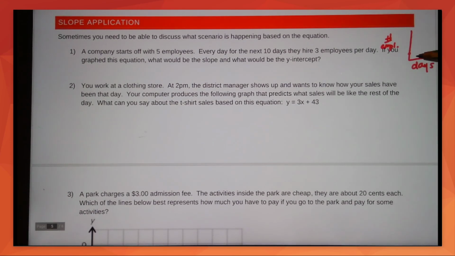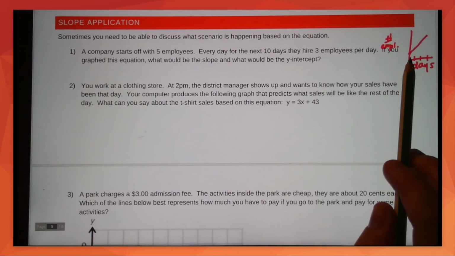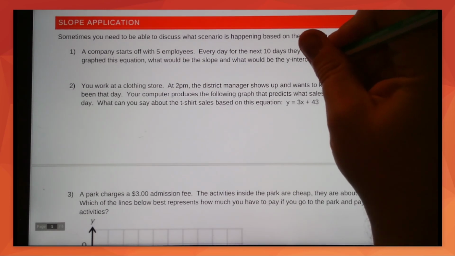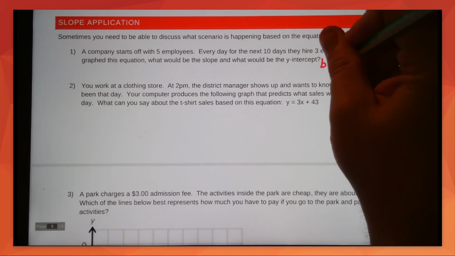And then we know after the first day, we have 3 more. And then the next day, the second day, we hired 3 more. And then that third day, we have more, and so on and so on. So we know that it's steadily rising. The y-intercept is pretty easy to figure out because it's what you had on 0 days when you started. The y-intercept, the b, is going to be 5.